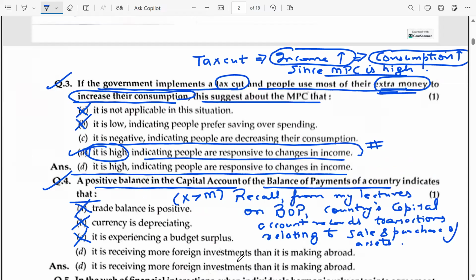Look at option D. It is receiving more foreign investments than it is making abroad. True. This is the correct statement, and this is the answer. A positive balance in the capital account means that foreigners are going to invest in your country. That is why funds are flowing into your country. Foreign currency is flowing into your country, and it will be used by the foreigners in making investments in your country. That means it is receiving more foreign investments or foreign currency than it is making abroad. So my answer is option B.